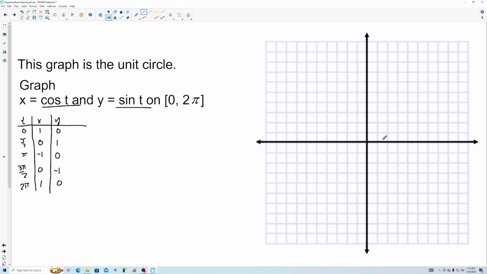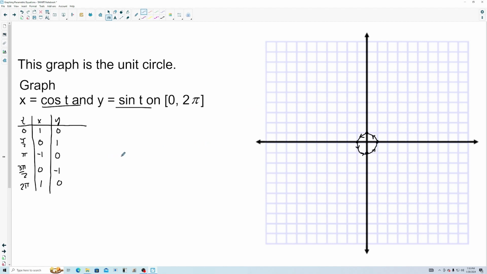So we're starting over here at 1. Should we just make it real tiny like that? We've got 1, 0, 0, 1, -1, 0, 0, -1, and back to 1, 0. So we have a beginning and an end, and we have an orientation. So it's like this, around in a counterclockwise direction.